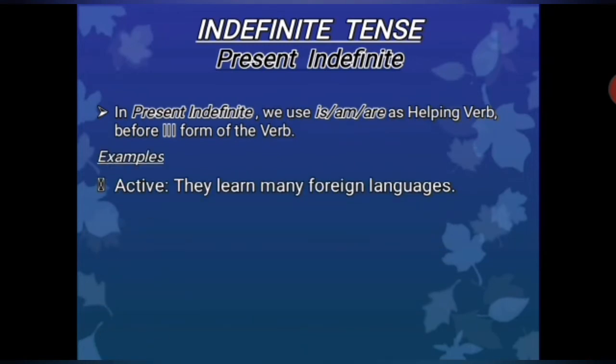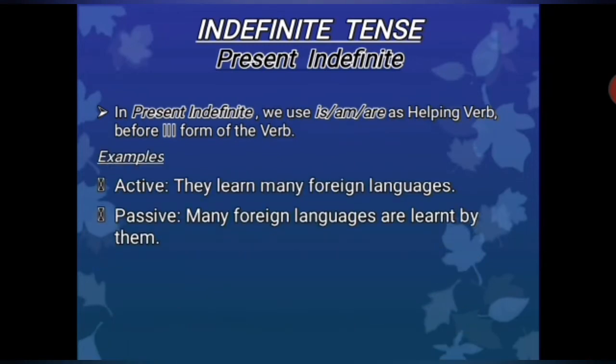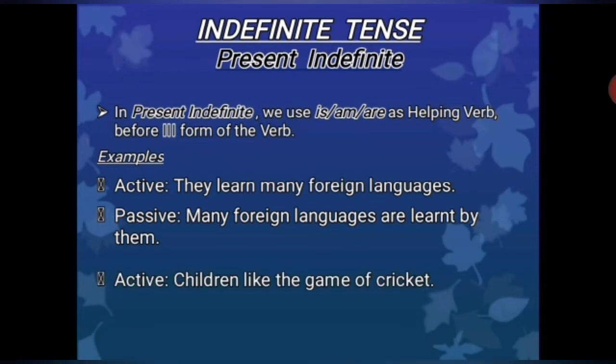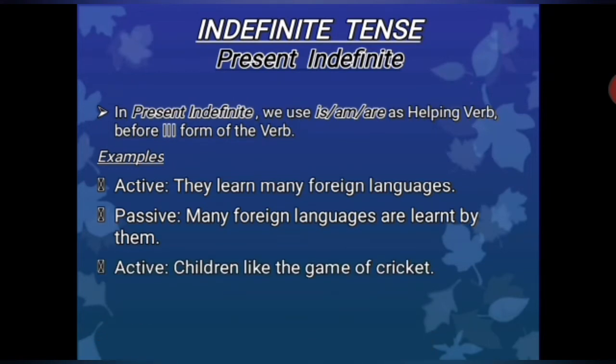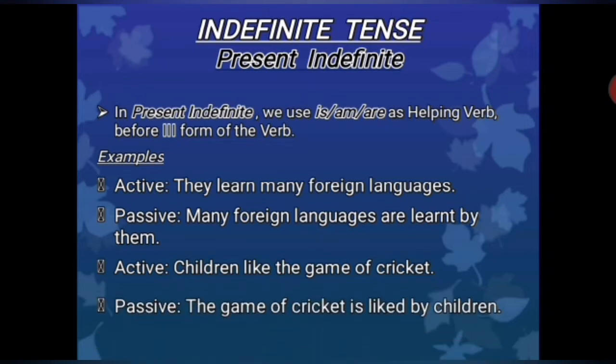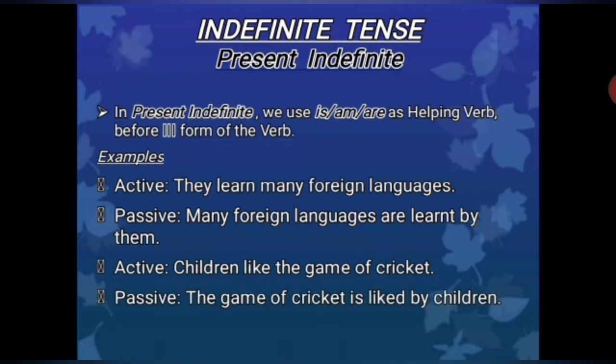So very first we will take present indefinite tense. Very first I want to tell you that this tense is used for scientific facts, permanent truths, habitual or customary actions, and we use this tense for future reference. And while changing into passive voice, what do we do in this tense? In present indefinite tense, we use is, am, are as a helping verb before the third form of the verb or before the main verb.